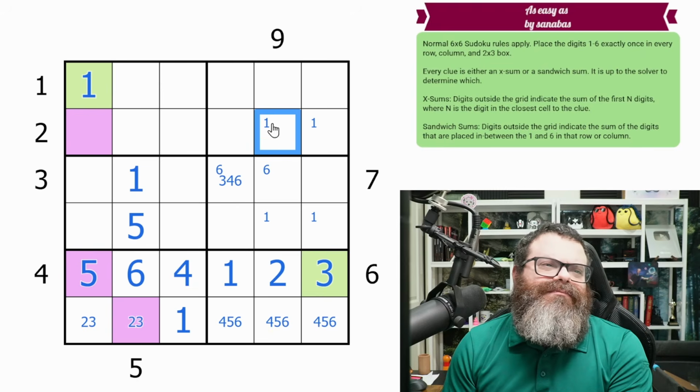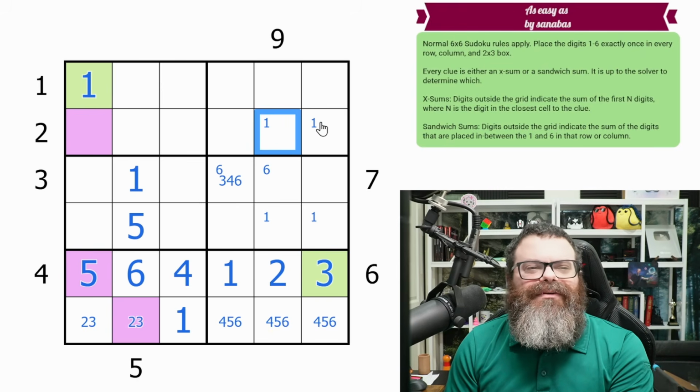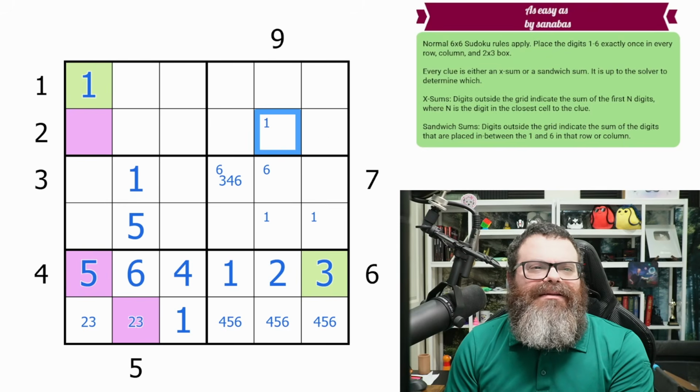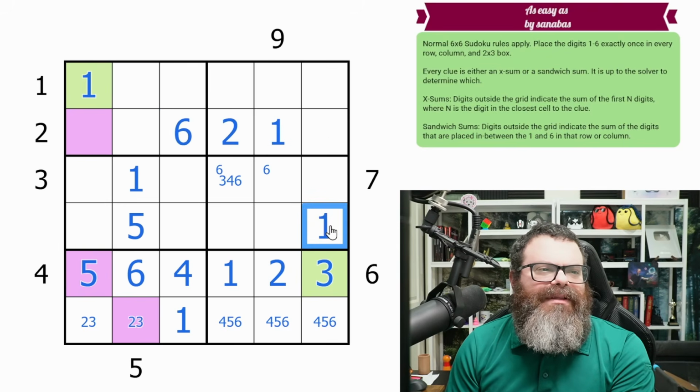So this cell here is either, it's not a 2, right? So, oh, this one's just not a 2. Never mind. That's easy. So this is 1, 2, 6 that way. That places the 1.